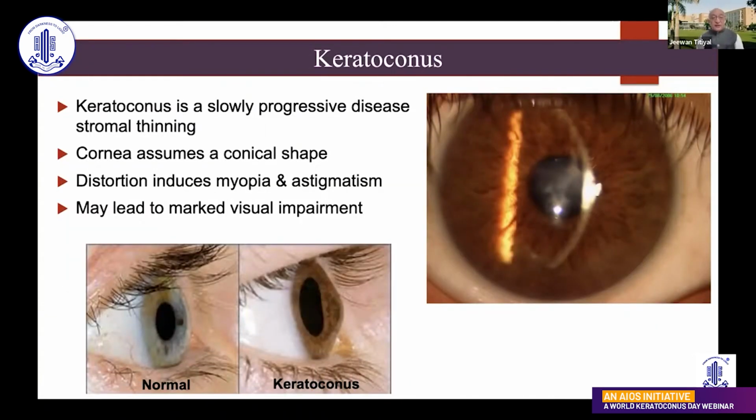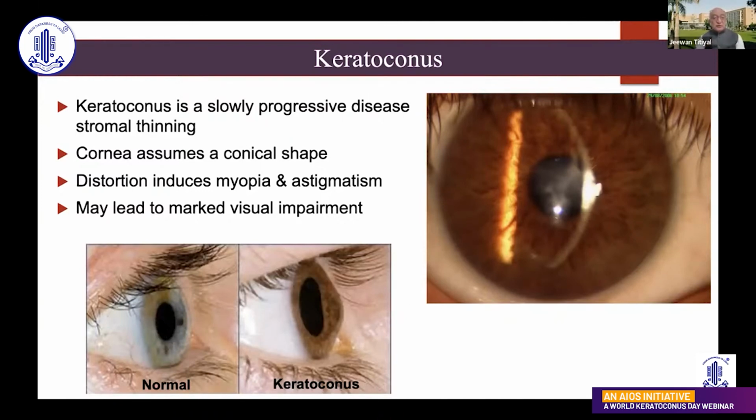Keratoconus has two words in it. One is cornea and the other is conus. That is, a cornea getting into a conical shape. So both Latin and Greek words are combined into this. Normally, the cornea is a spherical structure, which is transparent.